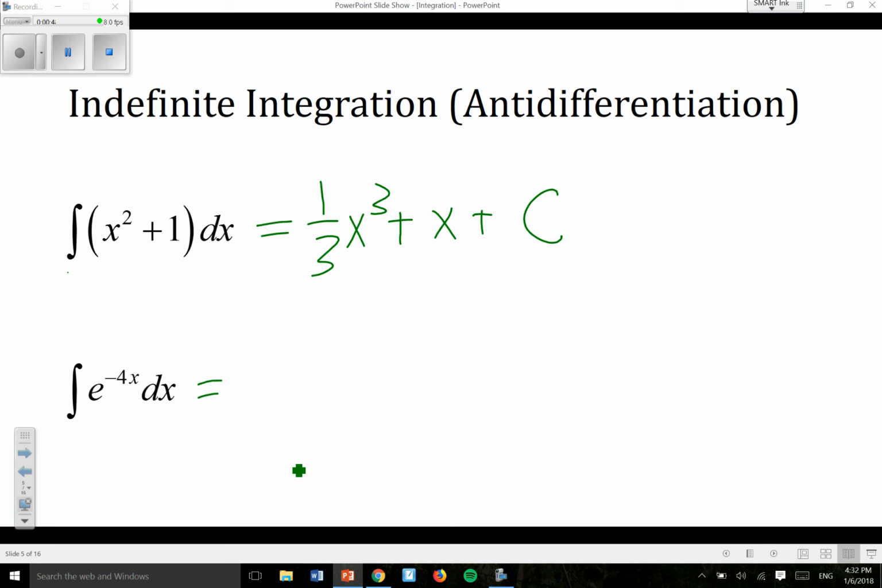Similarly, if we have e to the negative 4x, here you're doing a basic u sub. Your u is negative 4x, which means you're going to have to multiply by negative 1/4. The derivative of e to the u is just e to the u, so e to the negative 4x plus c. So really just some quick examples of anti-differentiation.